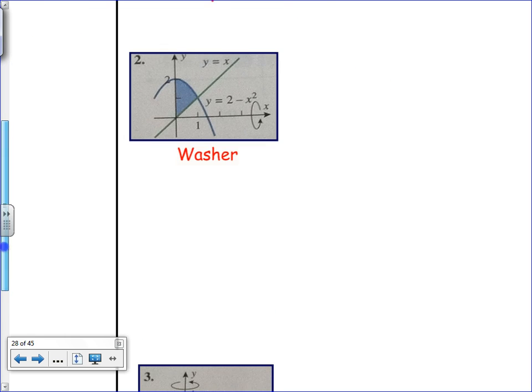I apologize. What's different? Washer. You read the word washer. Look at the graph. What's different? It's flush. No, it's not. Flush against y equals x. So what's it look like? It's got a hole in it.